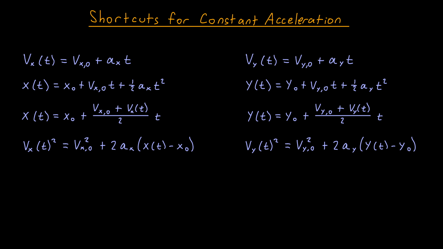So on the left-hand side, we have all the shortcuts for the x-dimensional problem. We have vx equals vx0 plus axt, and we have all of the equations that we had before for constant acceleration, but only considering the x component of our vectors. And on the right, we have the same exact equations that I basically copied and pasted, but every dimension was replaced from x to y, because that's just a separate problem in this approach to two-dimensional kinematics.